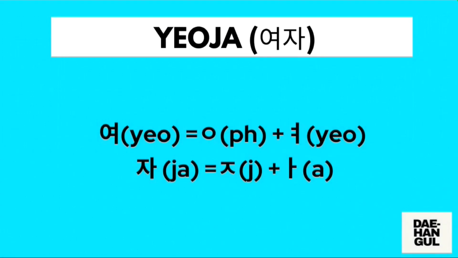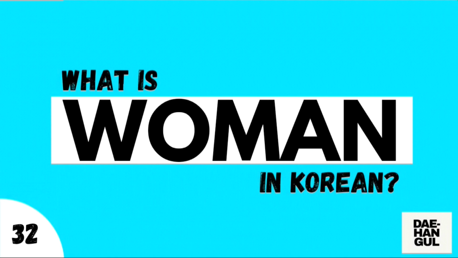How do we write yoja in Hangul? Let's start with the first syllable. First, we need to draw a no-sound iung followed by the yo character. And then for the second syllable ja, we need to draw first a jiet character followed by an a character. And then we just have to combine the Hangul for each of these two syllables to form the Hangul of the word yoja. And with that, you already know what is woman in Korean.